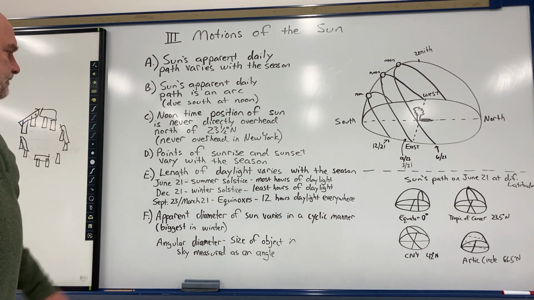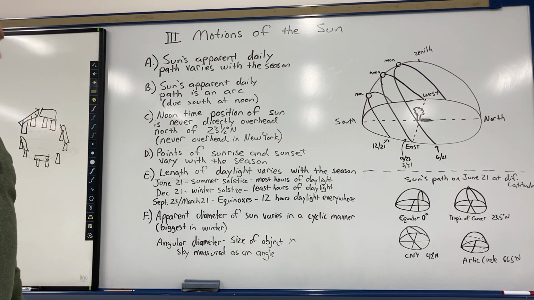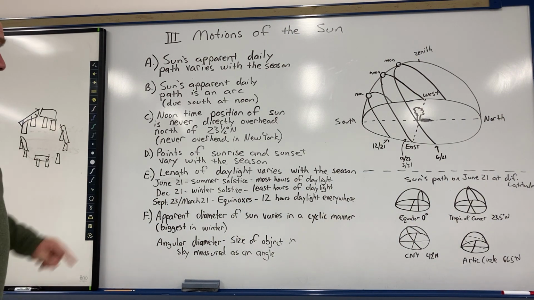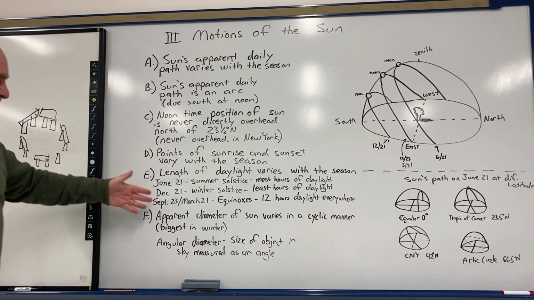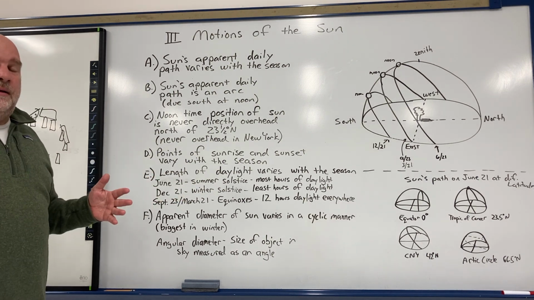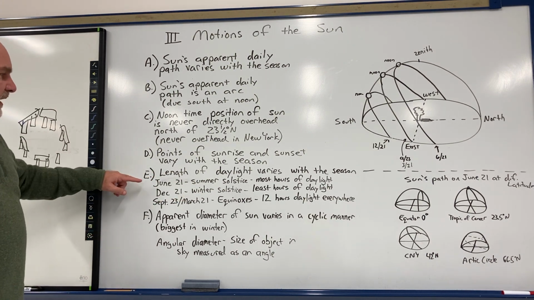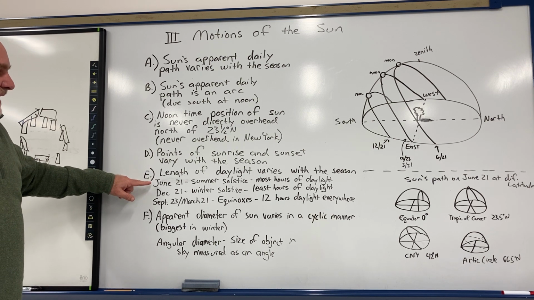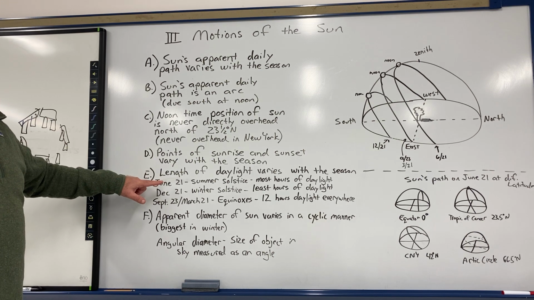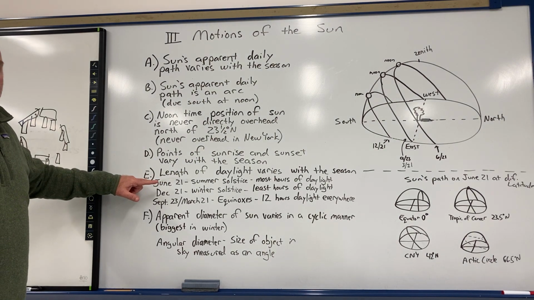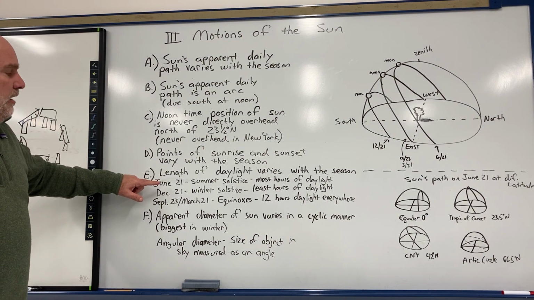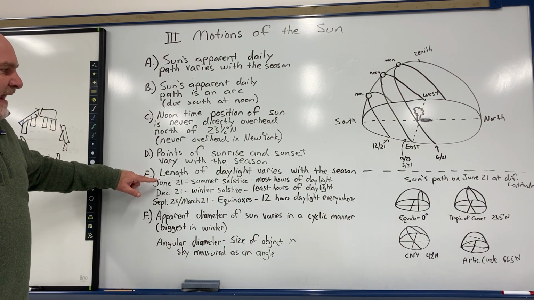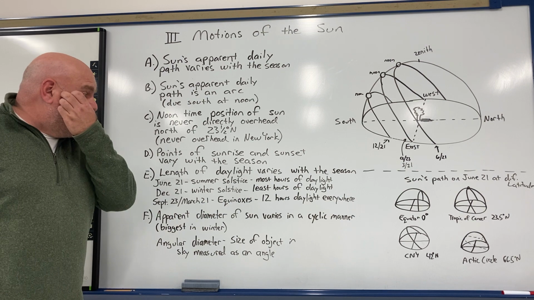All right, next. The length of day and night varies with the season. These dates here are dates that you're going to have to memorize for Earth Science. The summer solstice is the day that we get the most hours of daylight. That's usually on June 21st. It could be June 22nd sometimes, depending on the year, but it's usually June 21st. That's the day we get the most hours of daylight in the northern hemisphere.